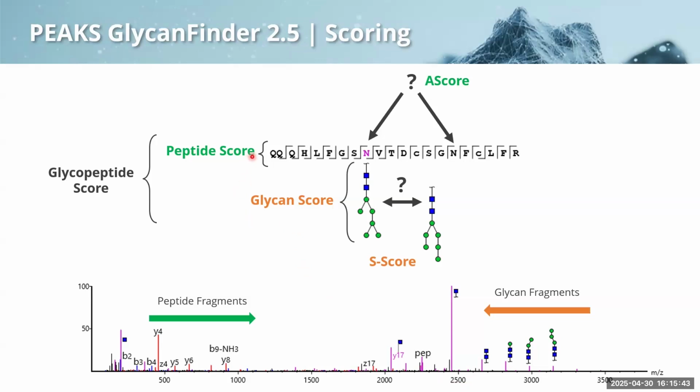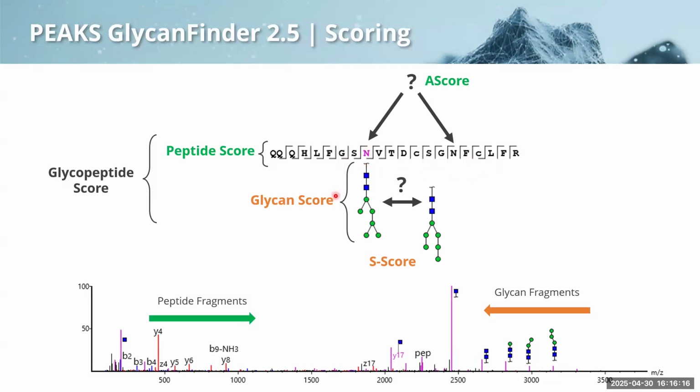So for each peptide spectrum match, there will be an associated peptide score. And essentially you get that from a normalized sum of the supporting peptide fragment ions. You'll also get a glycan score that's also a normalized sum of the glycan fragment ions. And then you'll get a combined score. So it'll take into account both the peptide and the glycan score for an overall glycopeptide score to score the quality of this peptide spectrum match.